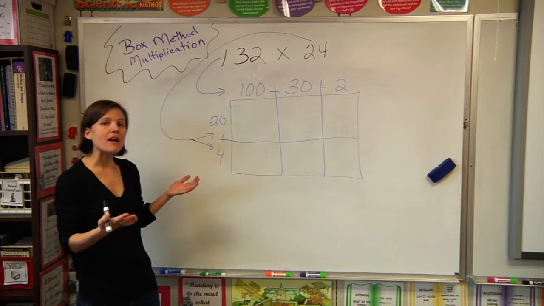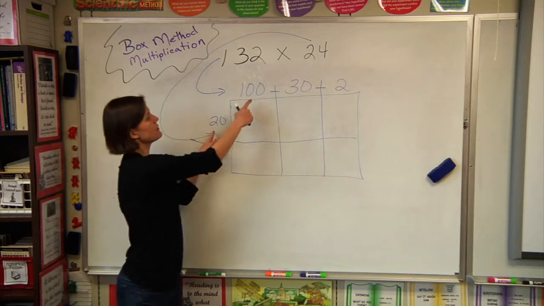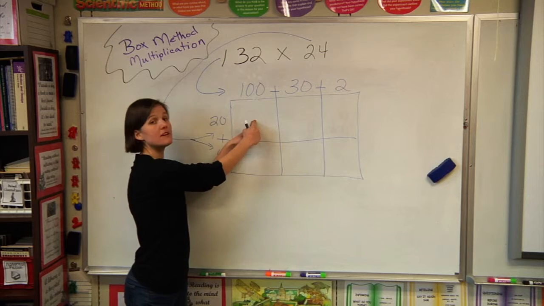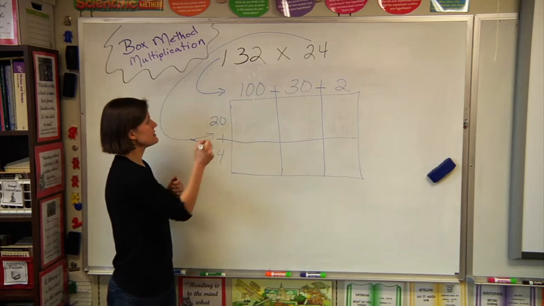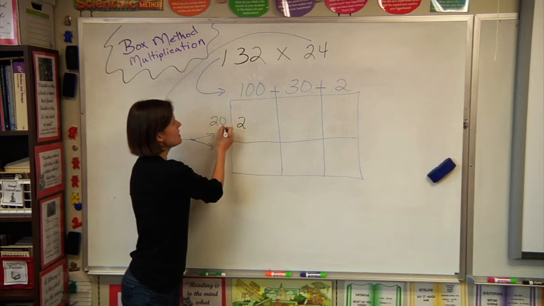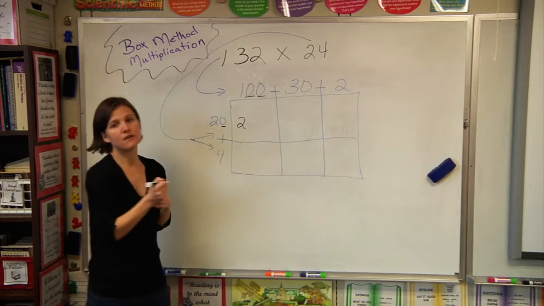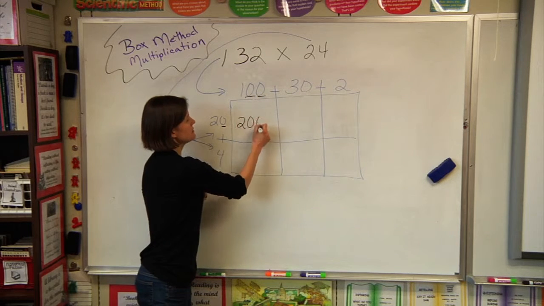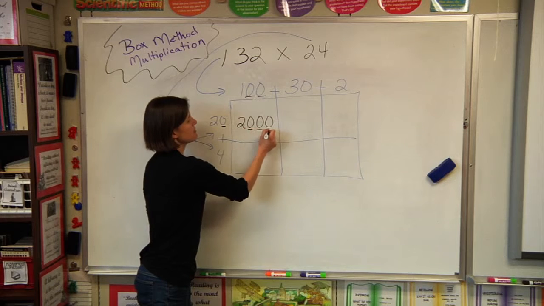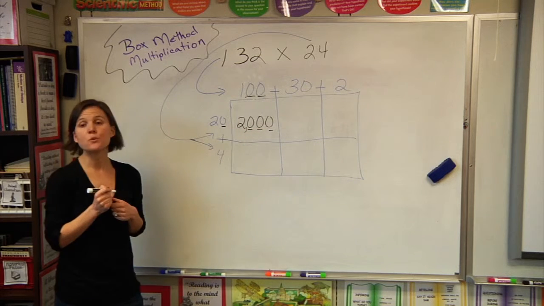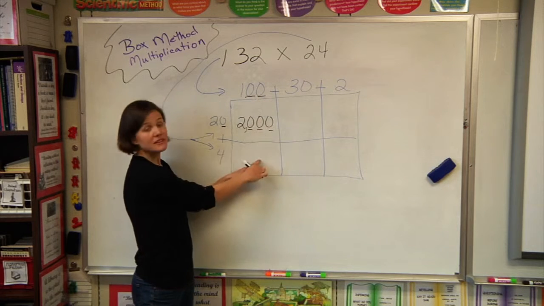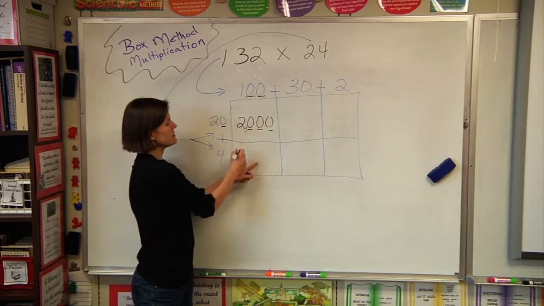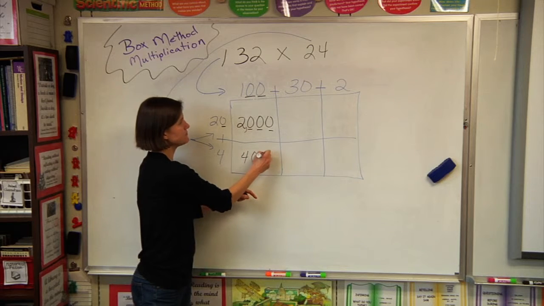Where the numbers meet up is how you multiply. The 100 and the 20 meet up here, so I think, what's 100 times 20? I use my math facts to help me out with that. 2 times 1 is super easy to do. It's just 2. And then I count the number of zeros. I've got 1, 2, 3 zeros. So 20 times 100 is 2,000. 4 and 100 meet up at this box. 4 times 100 is 400.